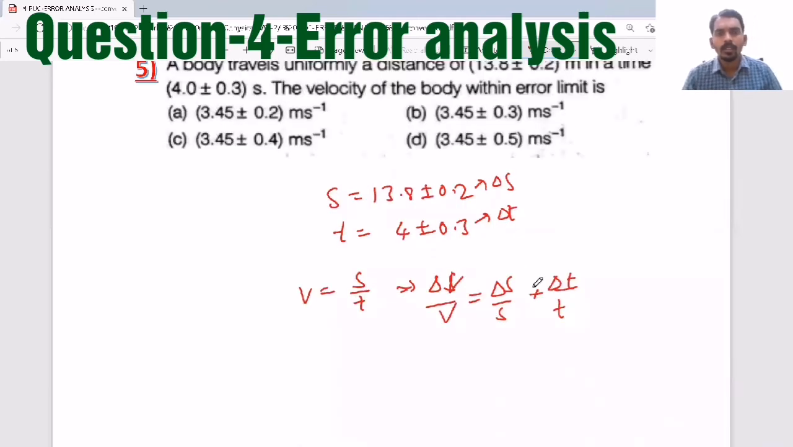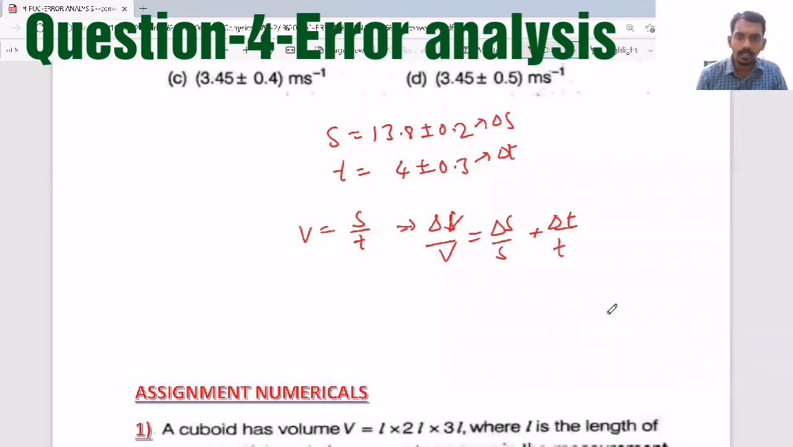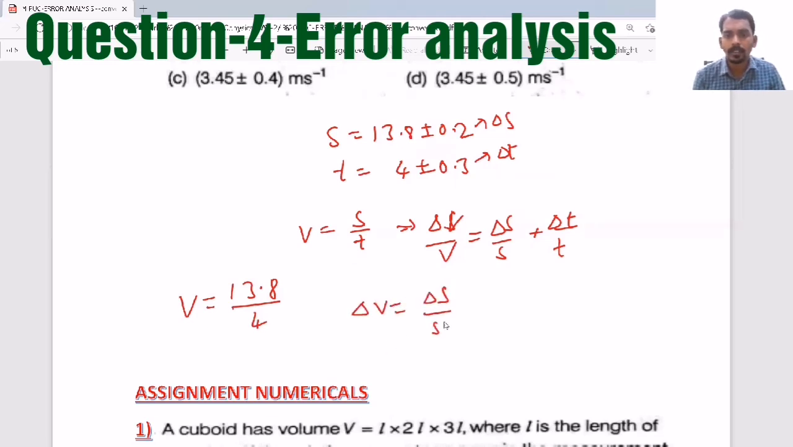Here they are asking for velocity. First we have to find the velocity, then we have to find the error. Velocity means the formula is V equals S by T. Now V equals 13.8 by 4. Calculate it. Then delta V means delta S by S plus delta T by T, into V. We have delta S, delta T, all the values, then you will get delta V. Then the final answer will be V plus or minus delta V. So it is based on division.